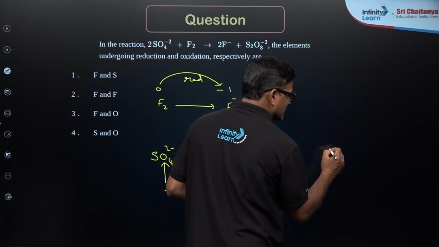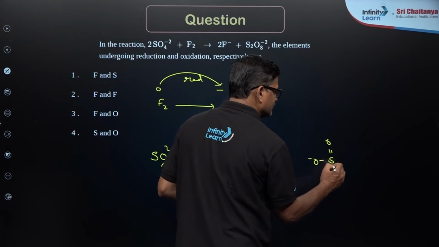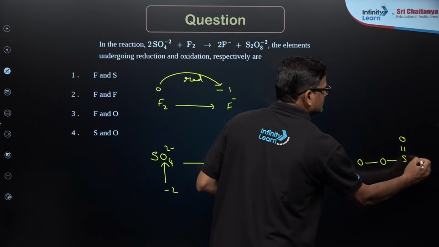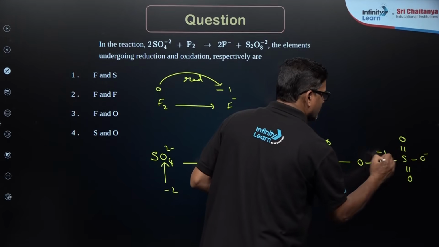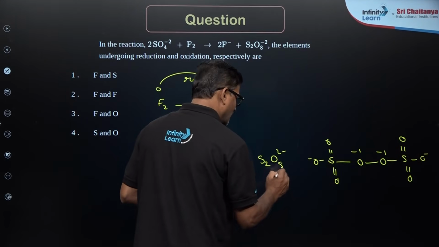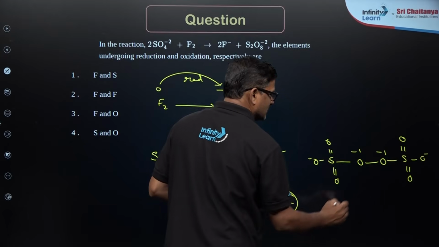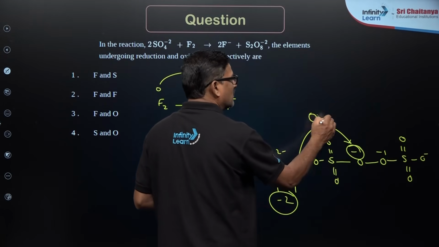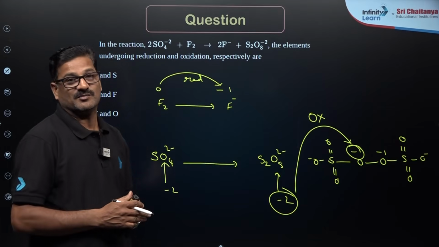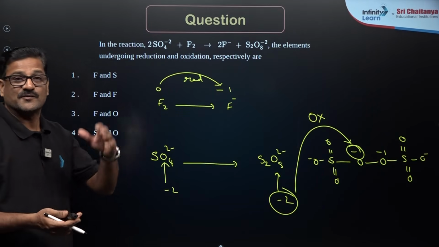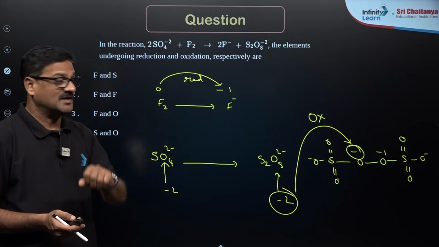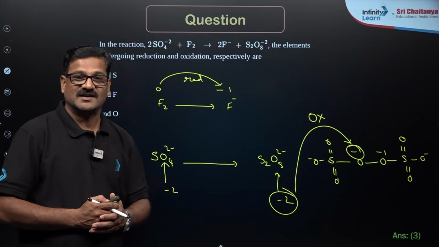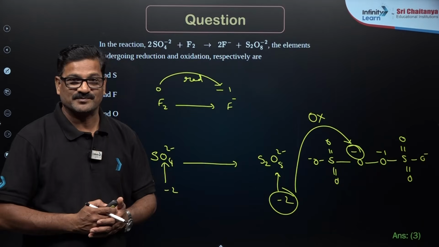If you check this, negative oxidation states are seen. Oxygen shows negative 2 oxidation state, here negative 1 oxidation state. So negative 2 to negative 1 is an increase in the oxidation number. It's an oxidation process. So fluorine gets reduced, oxygen gets oxidized. So fluorine and oxygen, option 3 is the correct answer for this question.